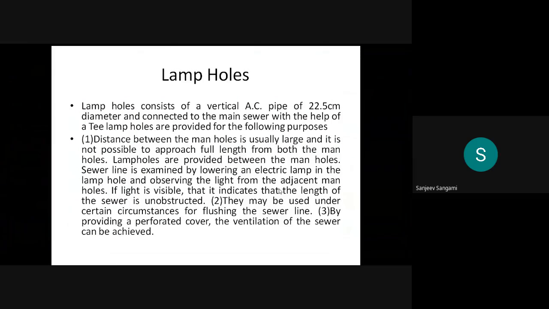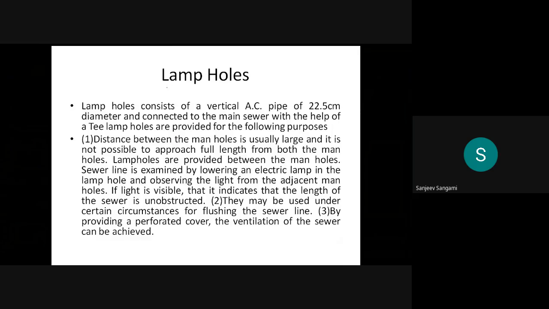Good morning to everyone. In the previous class, we were discussing the inverted siphons. These inverted siphons are used wherever there are obstacles or small bridges. If the sewer line has to cross them, then we have to go ahead with the inverted siphons.